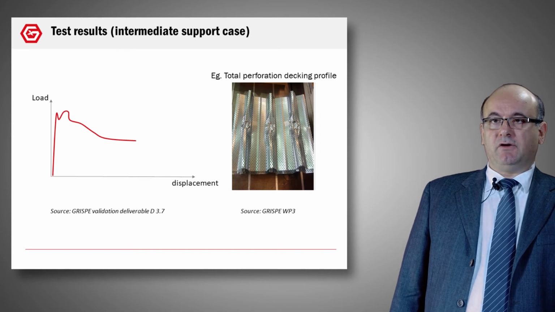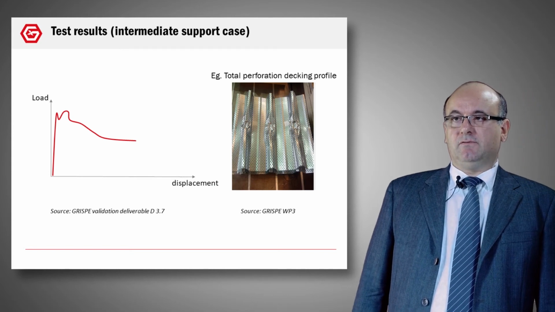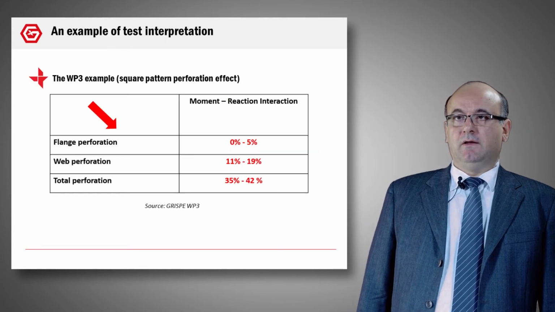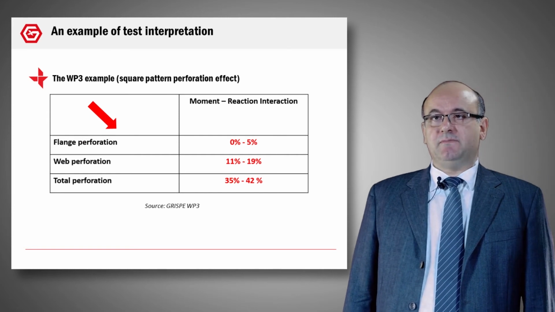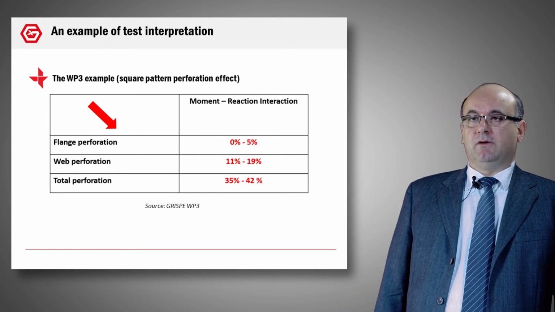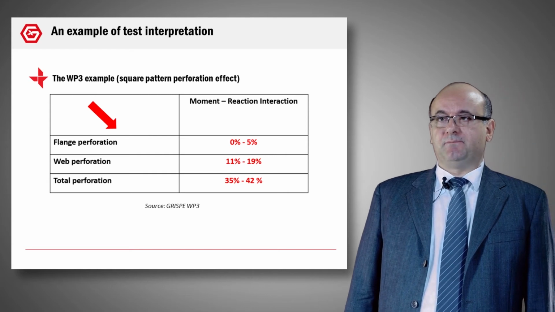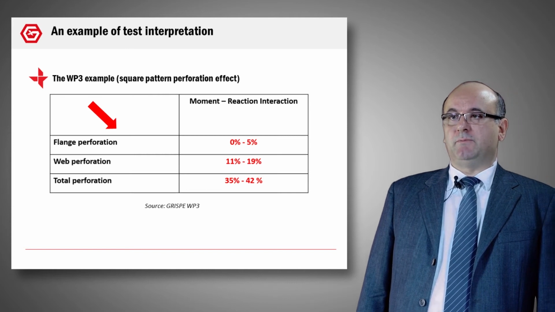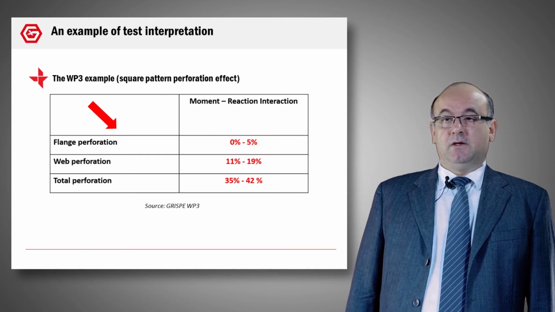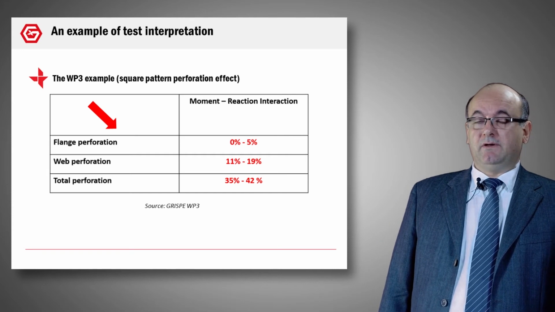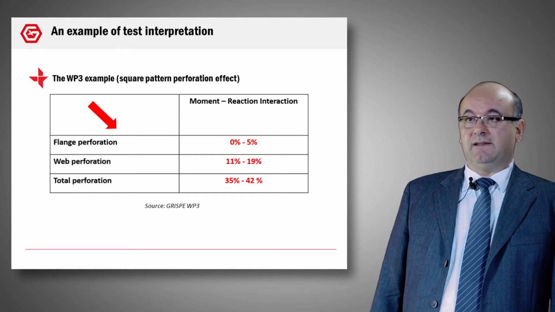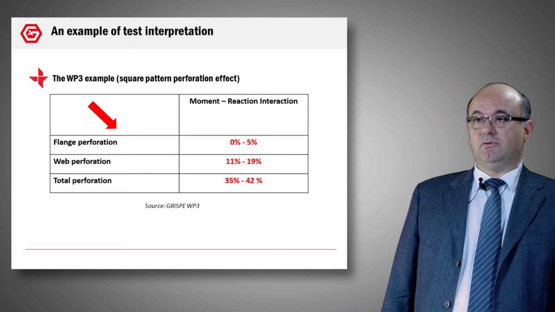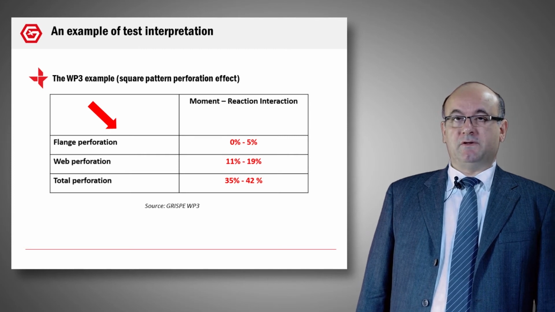Here now, we can see a load-displacement curve obtained with this test, and on the right, a typical collapse obtained with this test. Now, an example of interpretation. This time, it's the WP3 of the European project GRISP concerning the square pattern perforation effect. We can see that if we have a flange perforation only, we have a reduction of the moment-reaction interaction of 5%. We can also see that if we have a perforation in the web, we have a reduction between 11% and 19%. And if we have a total perforation of a profile, in this case, we have 42% of reduction. Practically half of the resistance disappears.